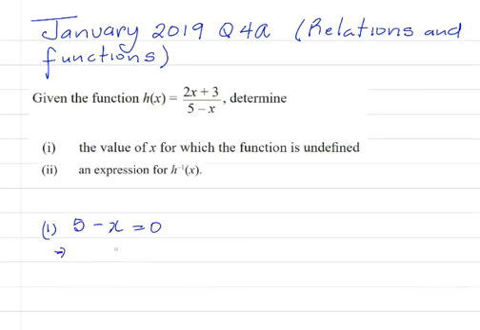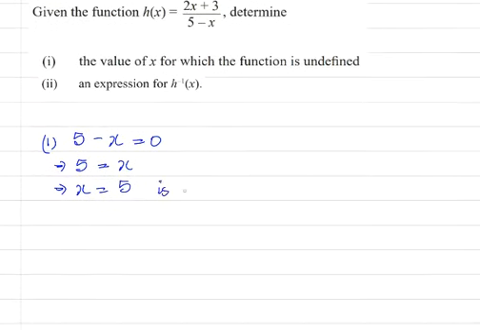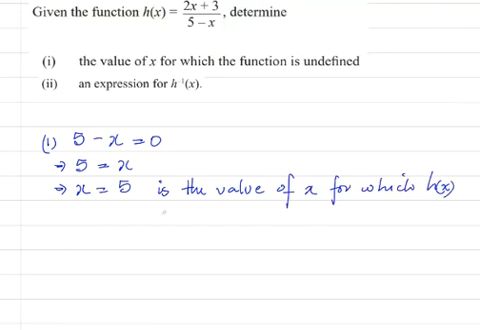Therefore, 5 is equal to x, or we can say x is equal to 5 is the value of x for which h of x is undefined.